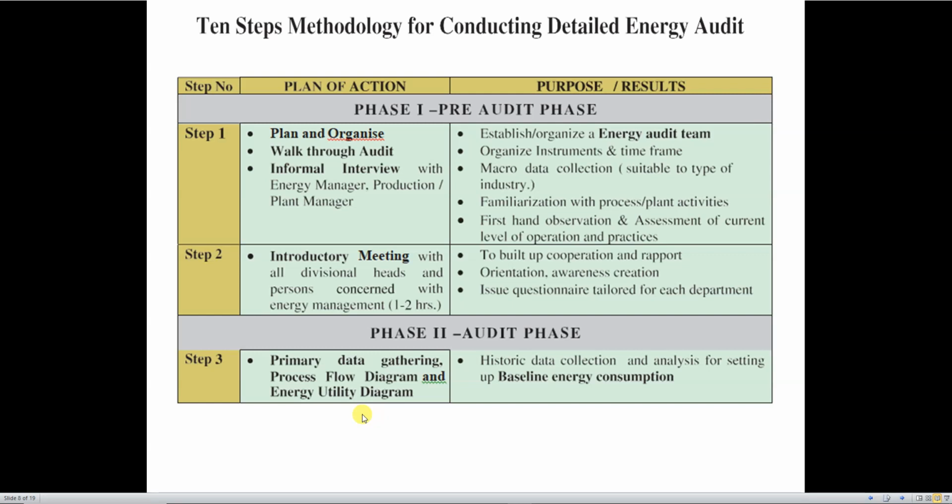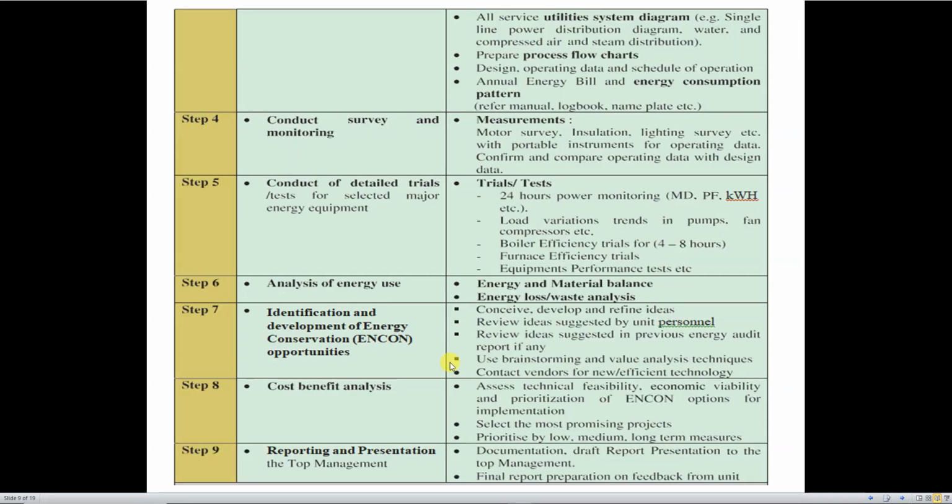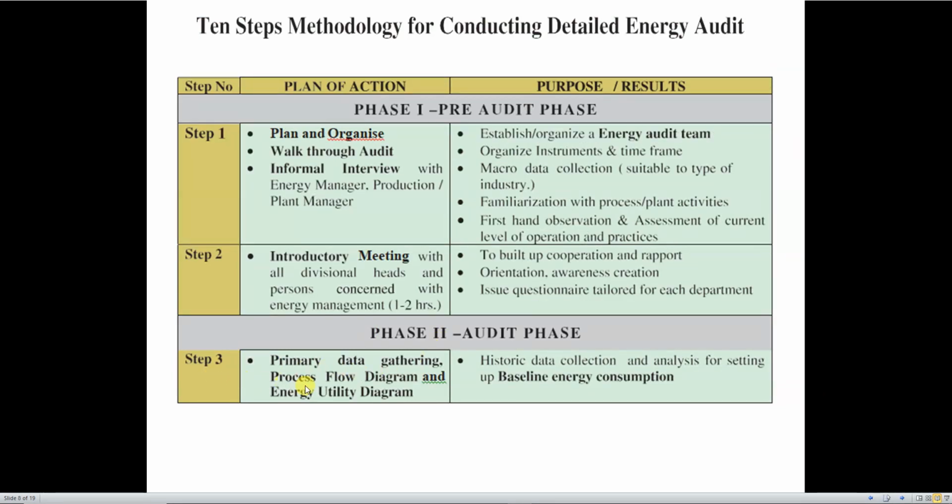Suppose there are 5 departments in an industry, starting from raw material, then processing, then analyzing, then cultivating, and then end product. So 5 different sections. We have to identify in which sector what energy is being consumed. Suppose in raw material extraction, the energy consumed is 2 kilowatt. In the last step, it consumes 9 kilowatt. So we have to make a record of that energy utility diagram, which indicates the energy consumption for different levels. Next, step 3 will continue.